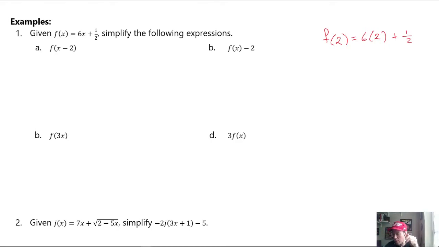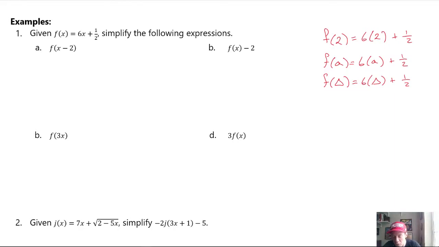The x is really a placeholder for where we're inserting the input number. So we're inserting 2 here, and we plug it in every time we see an x. What if I plug in an a? Then I would put the a everywhere that we see an x, so I'd have 6 times a plus 1/2. What if we had f of triangle? Here I would plug the triangle in for the x and get 6 times triangle plus 1/2.